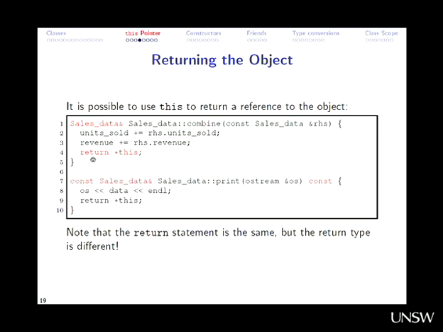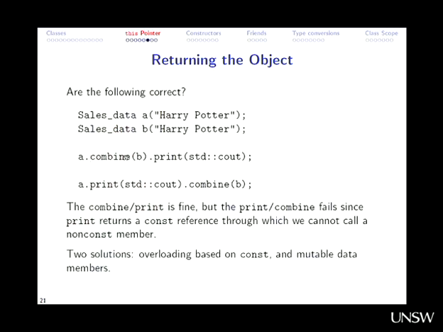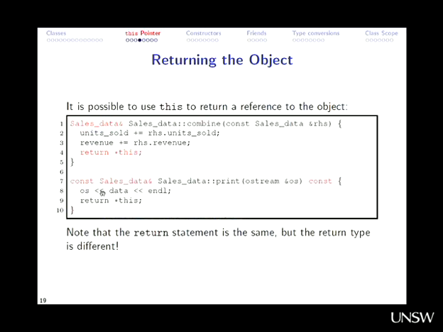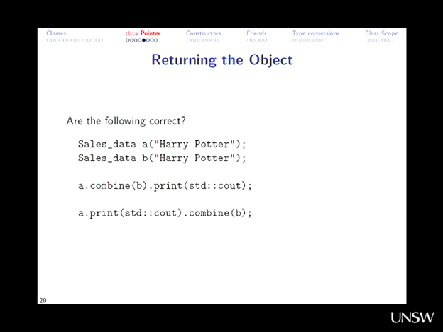On line 4, we return star this. And on this slide 9 here, we also say return star this. The return statement is the same, but the return type is different. The first one is returning a sales data reference. The second one is returning a const sales data reference. They are different.